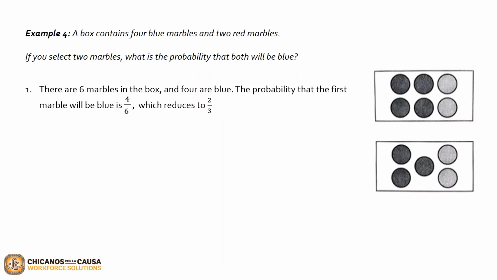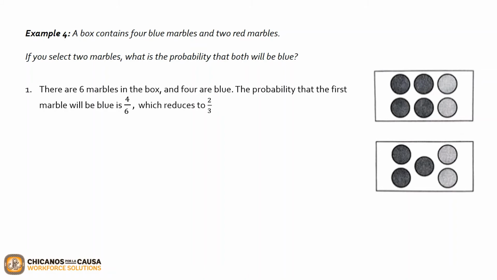If we look at the box at the very top that has the 6 marbles, we can see that the total amount, or the possible outcomes, would be 6, which is why it's in our denominator, while the favorable outcomes is 4, since there are 4 blue marbles. This reduces to 2/3 because both 4 and 6 have a multiple of 2 in common, so we're just reducing it.